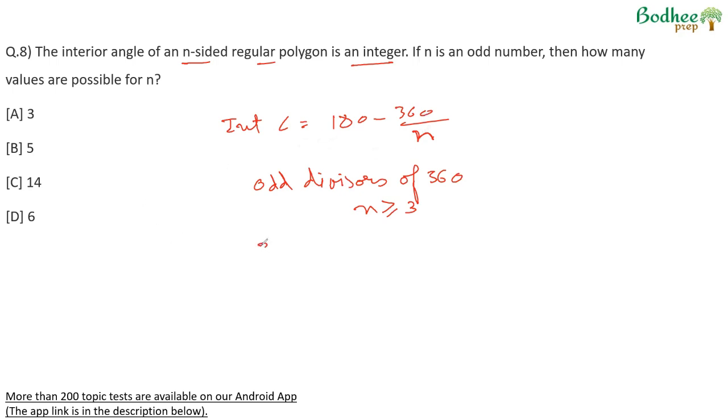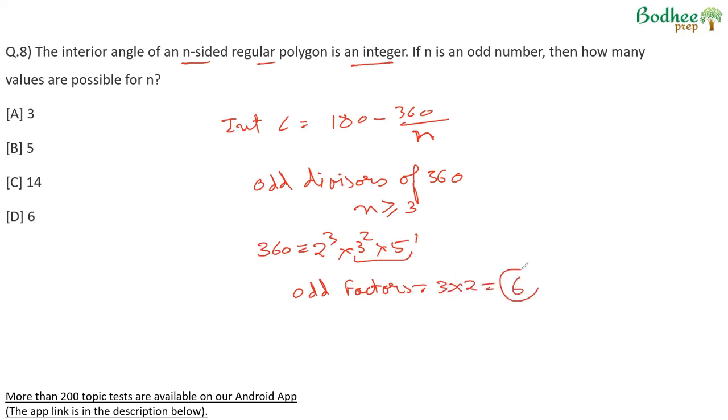Therefore, 360 is 4 into 90, 8 into 45, 2 cube into 45, 3 square into 5. And therefore, the number of odd factors would be, remove 2 cube. Odd factors will be formed from here. So 2 plus 1, 3, into 1 plus 1, 2, which is 6. Out of these, one of the factors is 1. n cannot be 1.